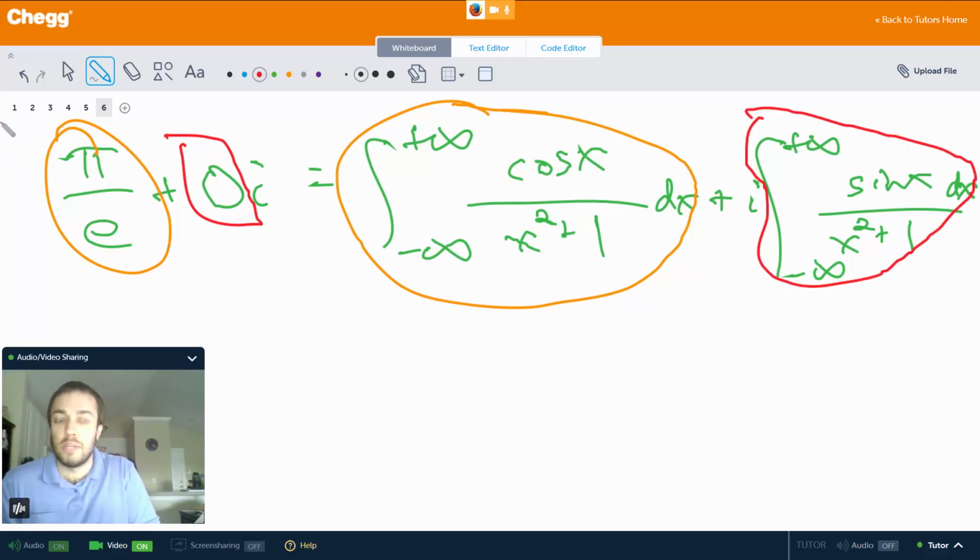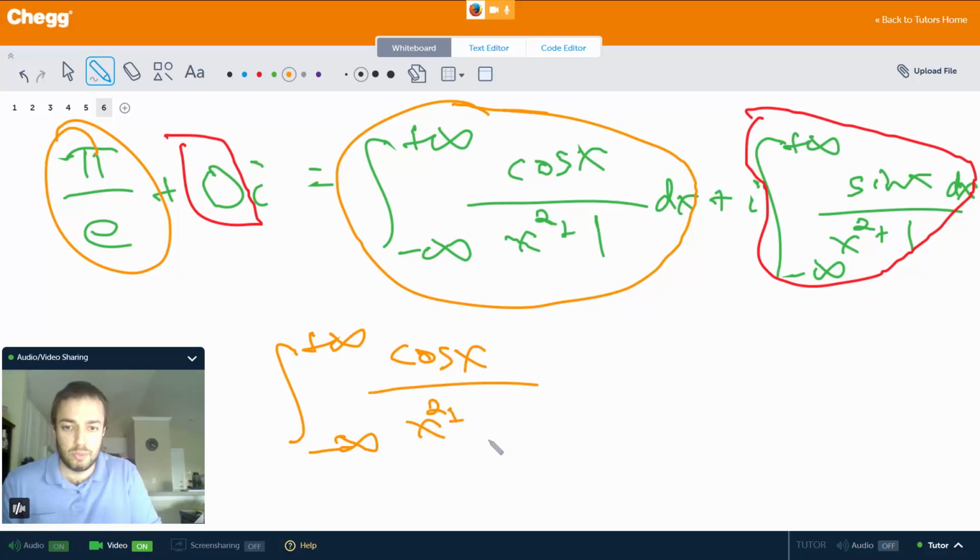So remember, the original integral we wanted to evaluate was just the integral of cosine of x. But as a special bonus, through this process, we actually also evaluated this one. And what we see then is that the integral from minus infinity to positive infinity of cosine of x over x squared plus 1 dx equals pi over e. Right? And that is our final answer there.